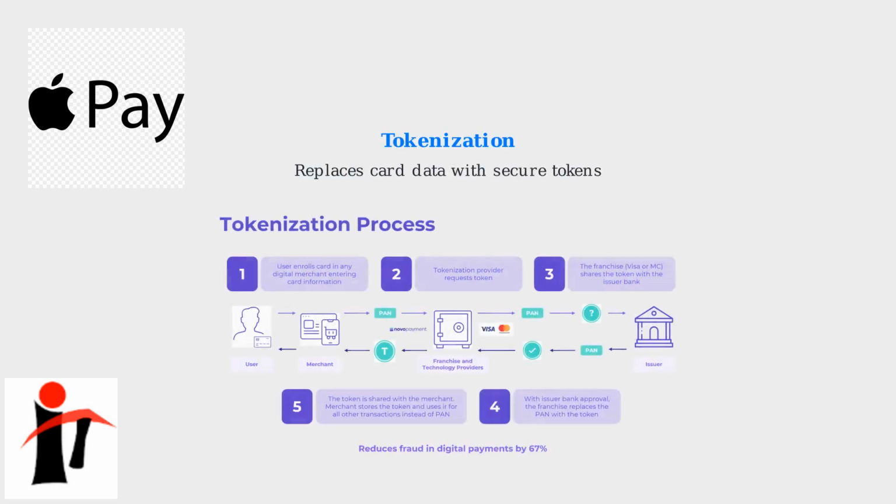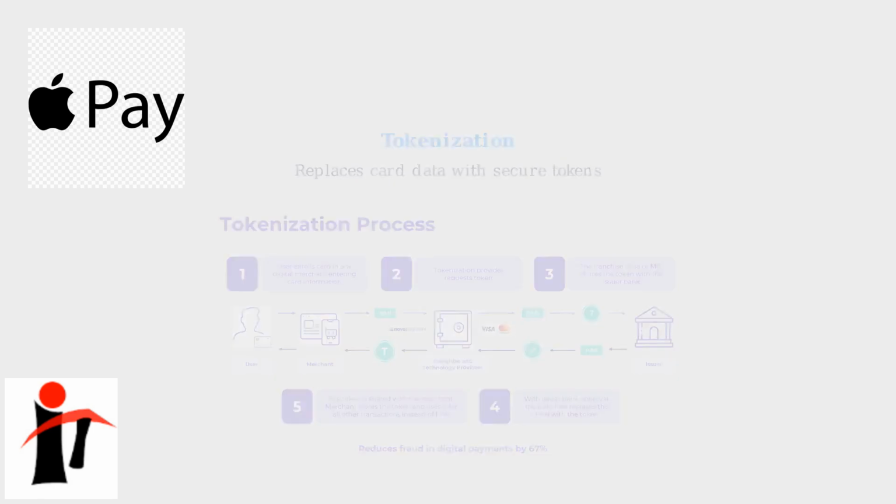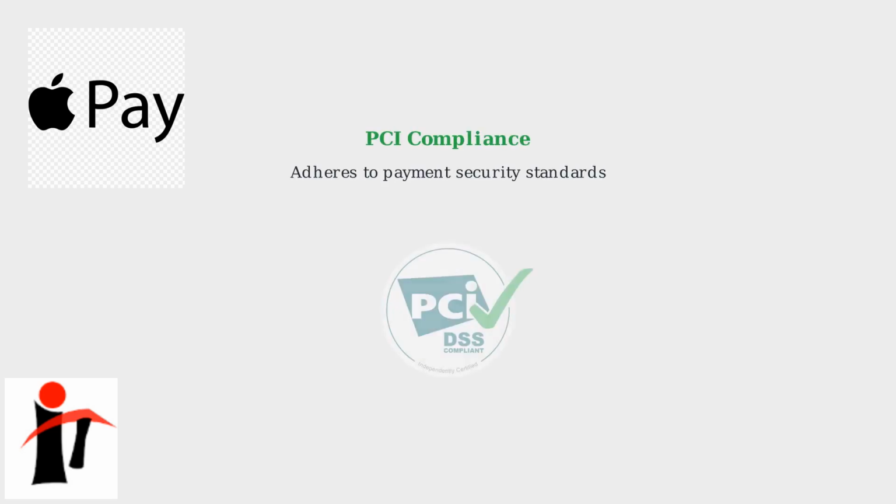Tokenization replaces sensitive credit card information with a unique, secure token. This process happens through Stripe and the payment processor, reducing fraud risk by never storing actual card details on your site. PCI compliance ensures your payment setup meets industry security standards. Stripe handles most of the compliance requirements for you, but maintaining this certification protects both your business and your customers' data.